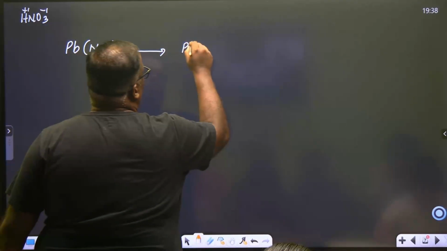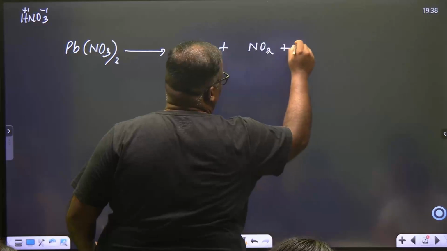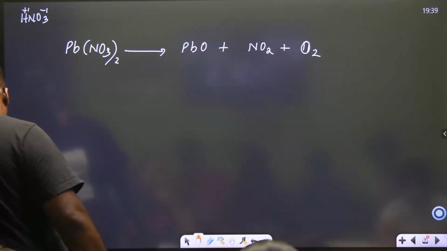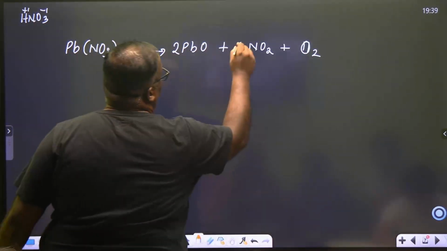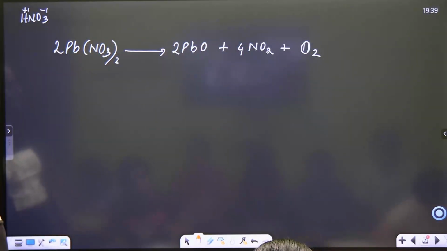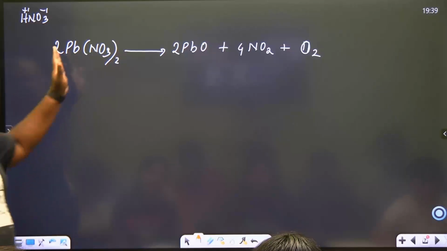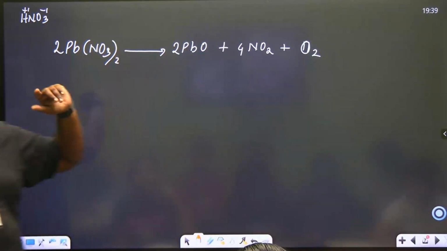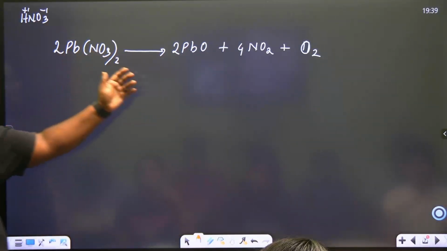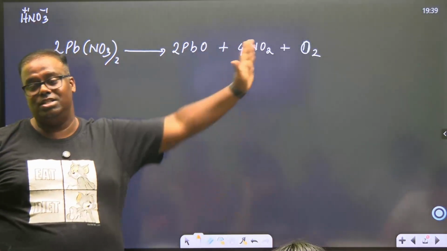Heat it. It will give you lead oxide plus nitrogen dioxide, and it will give you oxygen. Again, don't get so worried about it. CBSE will never ask you what happens when this is heated. It won't come like that. They'll give you a word equation. You know what a word equation is? They will say the thermal decomposition of lead nitrate yields lead oxide, nitrogen dioxide and oxygen. Write a balanced chemical equation. That is how you might get the question.